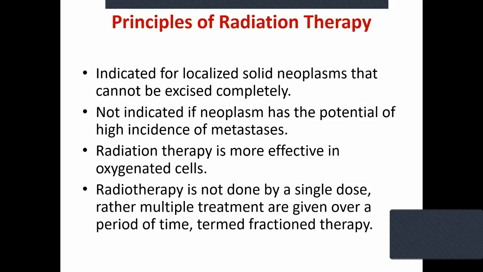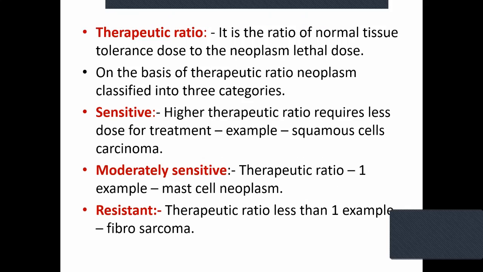And radiotherapy is not done by a single dose, but in multiple doses. Why do we do multiple dose therapy? That will be clear from the next slide. So a few terms I would like to discuss here: one is the therapeutic ratio. It is the ratio of the normal tissue tolerance dose to the radiation to the neoplasm lethal dose.